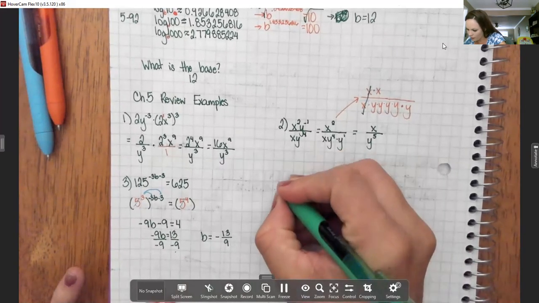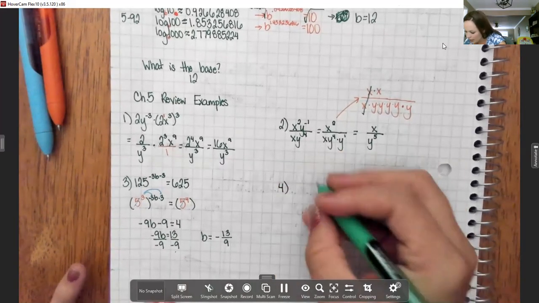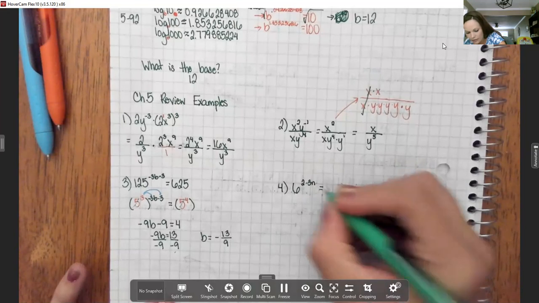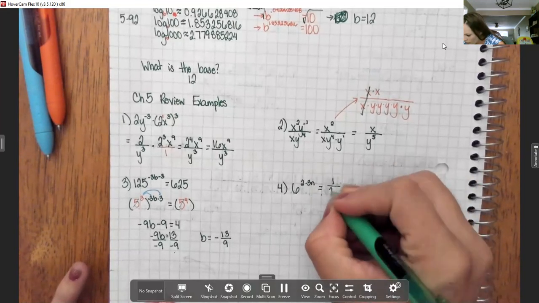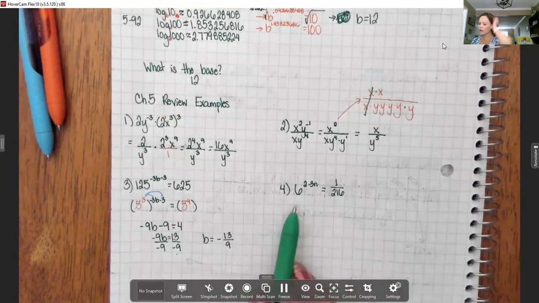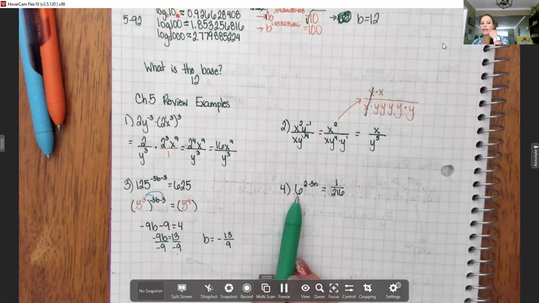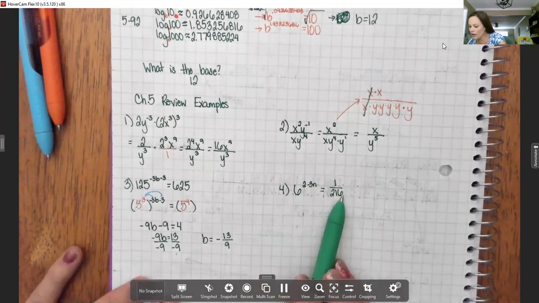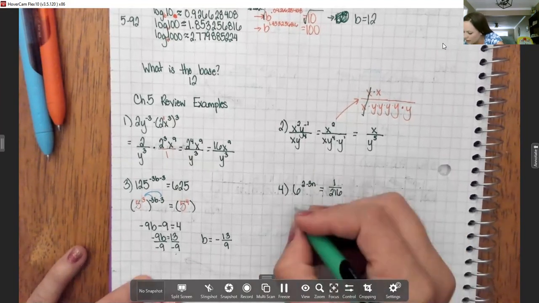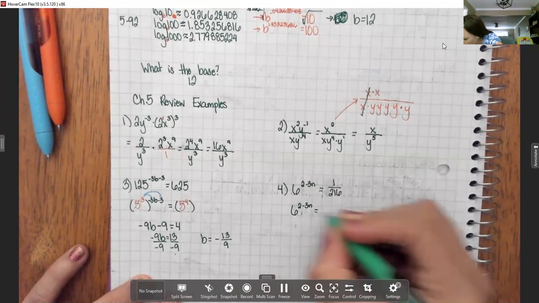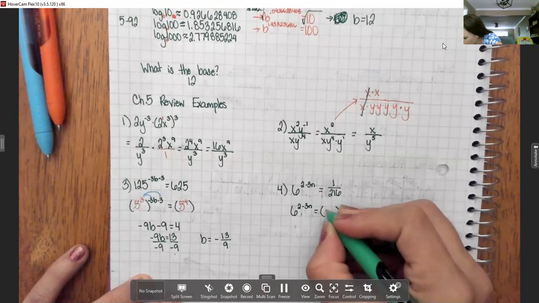All right. Number 4, same idea. 6 to the power of 2 minus 3n is equal to 1 over 216. So 6 cannot be rewritten as anything times itself. We know 6 is 1 times 6 or 2 times 3, but it's not the same number times itself. So our goal here is going to be to rewrite the 216 with a base of 6.